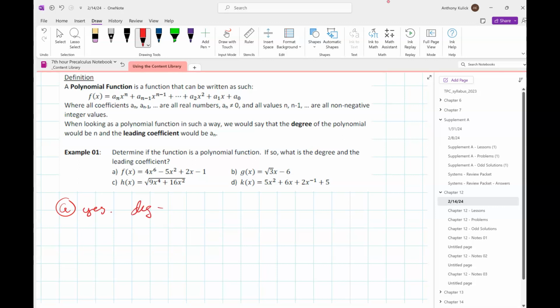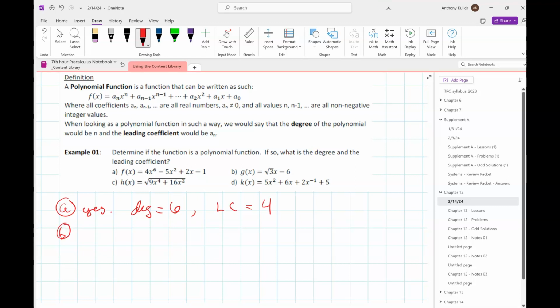What's the degree? We said this like 2 seconds ago. Thank you. And the leading coefficient is 4. Good.